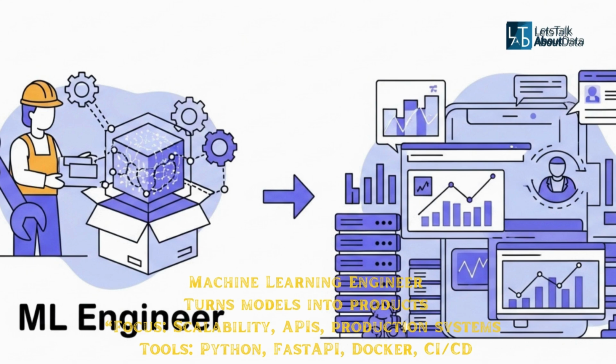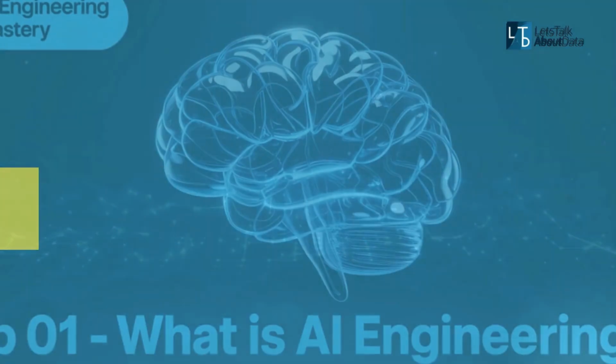ML engineers often come from a software engineering background, but with a deep understanding of machine learning concepts. They bridge the gap between experimentation and execution. They also handle retraining workflows, performance tuning, and often write the infrastructure code to support version control, testing, and scaling.